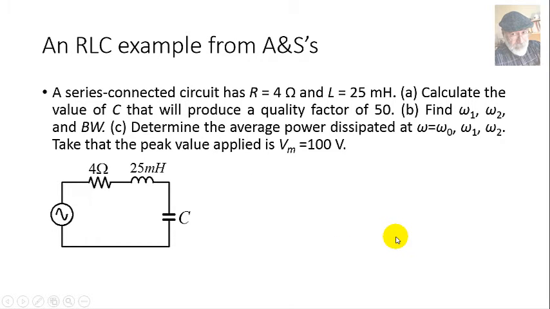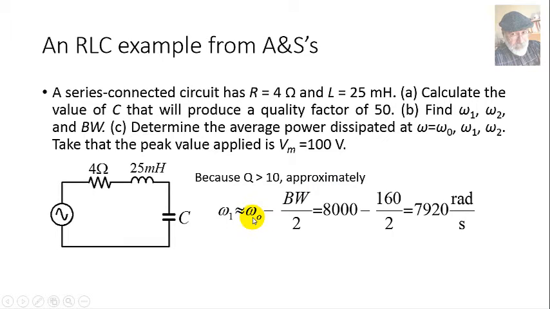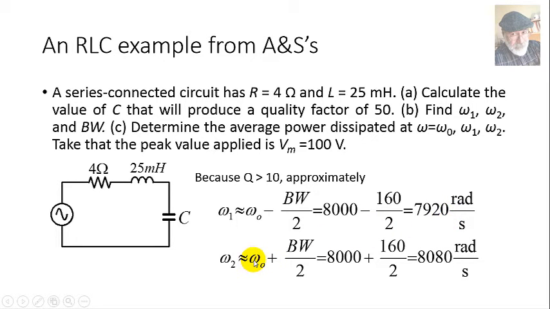That is the bandwidth. And because the quality factor is greater than 10, we can approximate the half-power frequencies as being omega naught minus half the bandwidth, that is 8,000 minus half of 160, that is 7,920 radians per second. And omega 2, the high one, is the resonant frequency, 8,000 radians per second, plus half the bandwidth, that is 80 radians per second.